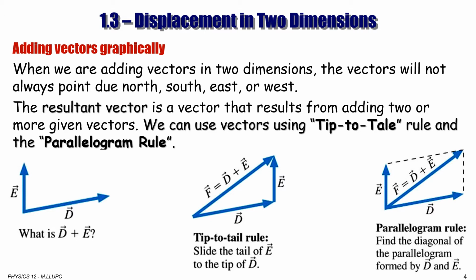Always the start of the vector F, which is a resultant, has to start from that common origin. So all 3 vectors, those 2 that you add up, and the vector F that is the resultant of those 2 vectors, should have and must have the same origin. That is key.